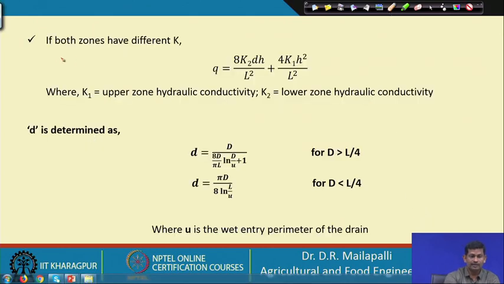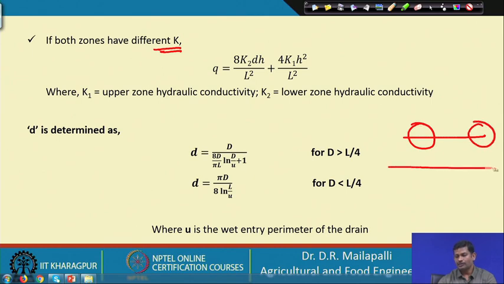So, then if the two zones have different conditions, suppose this is the drain base. Below it the soil has k, let us say K2, and above it the soil has K1. So, it has two soil layers. Then Q is equal to 8 K2 dH by L square plus 4 K1 H square by L square, where K1 and K2 are the hydraulic conductivities of the top and bottom layers.